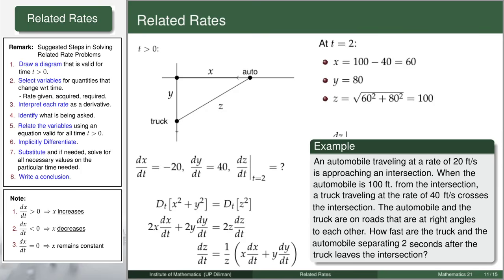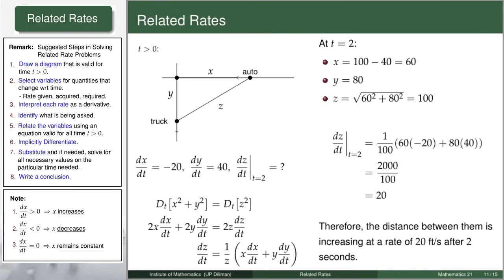And thus, by plugging everything in, 60, 80, 100, as well as negative 20 and 40 for dx over dt and dy over dt, I will have 1 over 100 times 60 times negative 20, plus 80 times 40, and that will give me a 20. And thus, as a conclusion, we say that because 20 is positive, the distance is increasing. You can also say that the truck and the automobile are separating after 2 seconds at a rate of 20 feet per second. And we got feet per second here because the prevailing units that we are using here are feet and seconds.